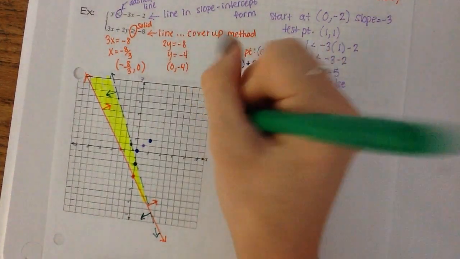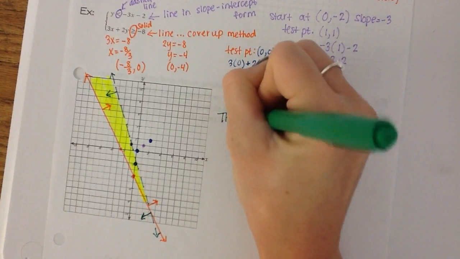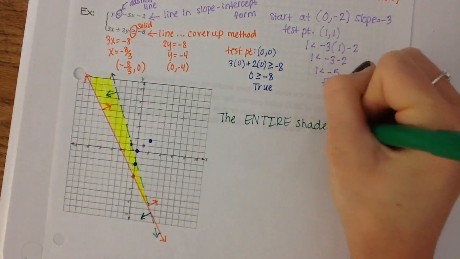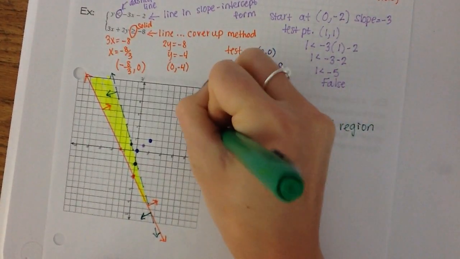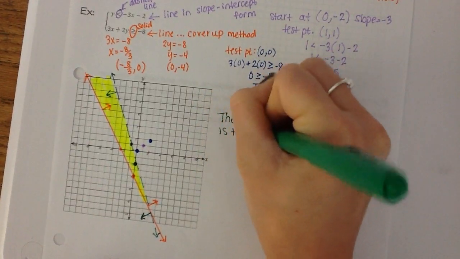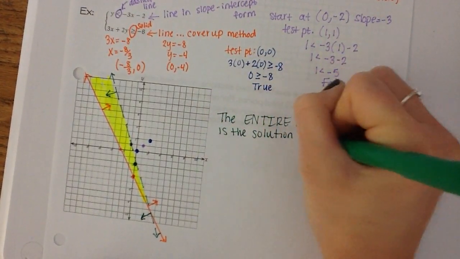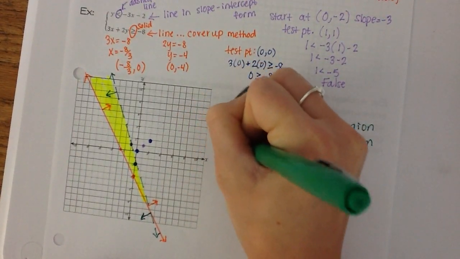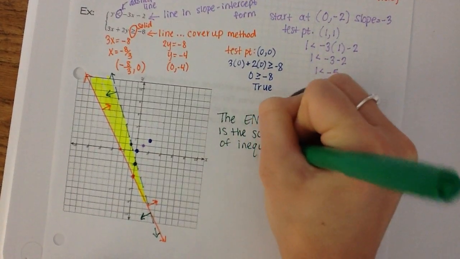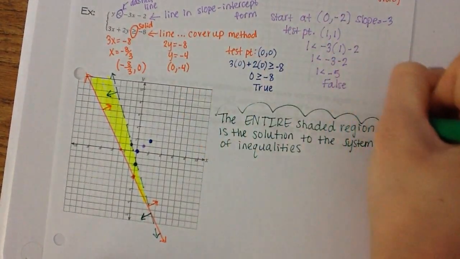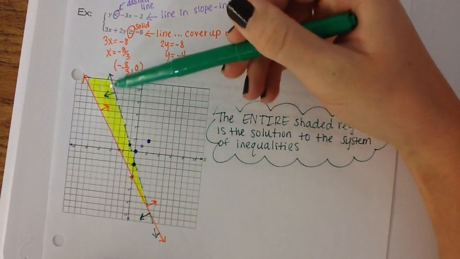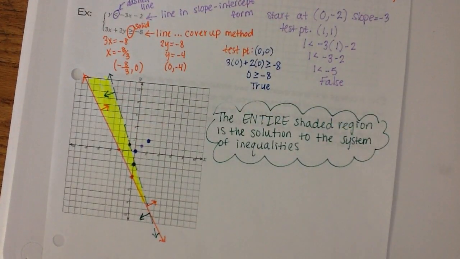So, the entire shaded region is the solution to the system of inequalities. Okay, so this whole shaded region right here is the solutions to the system of inequalities.